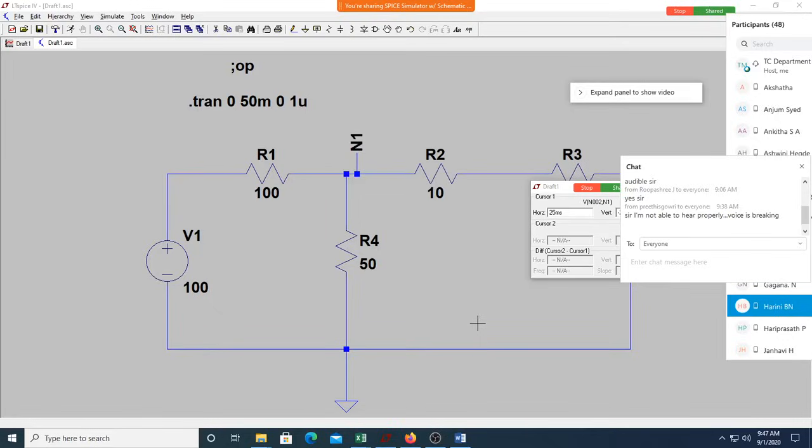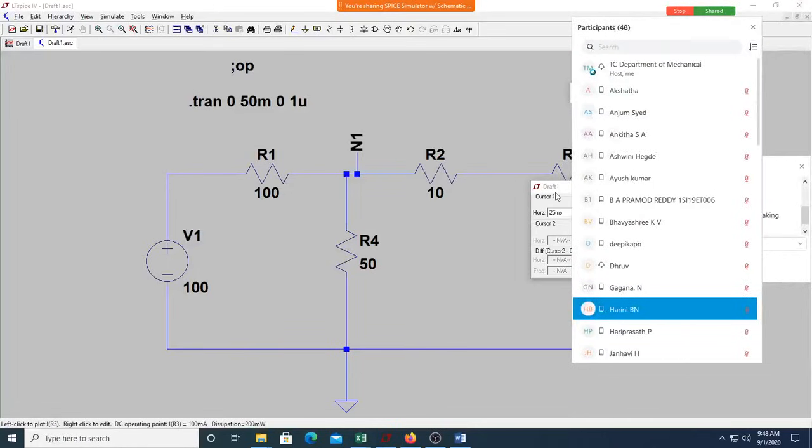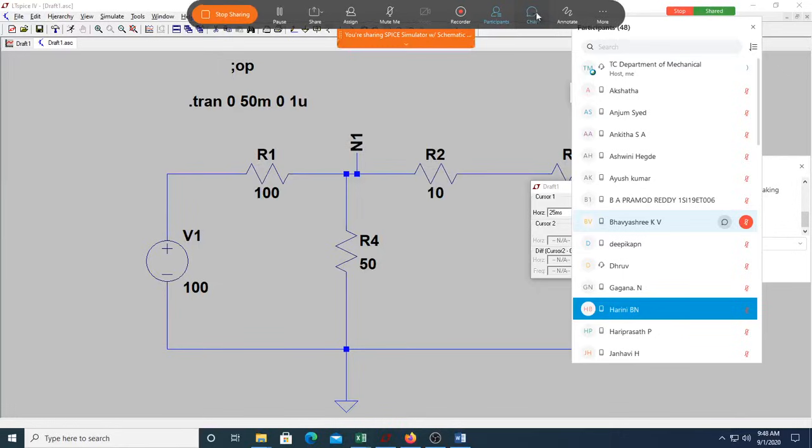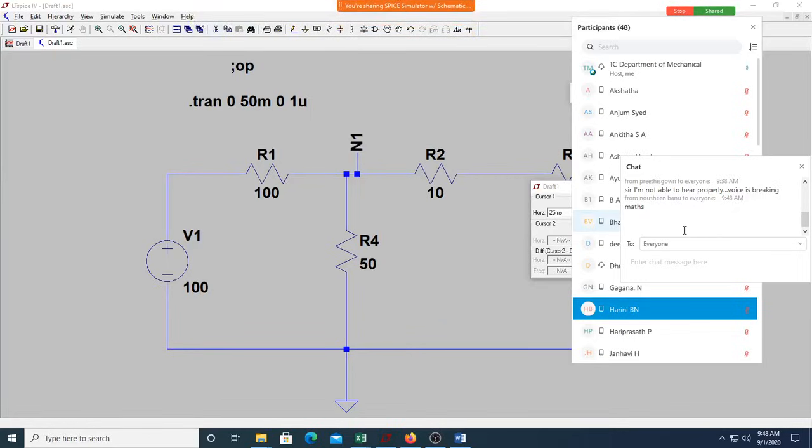Next hour, one of you just type it. What do you have in the next class? As per timetable, what do you have in the next class? I'm looking for your chat answer. Okay, Maths. We will remind madam to start the class at 10 o'clock. So you can have a break for 15 minutes.